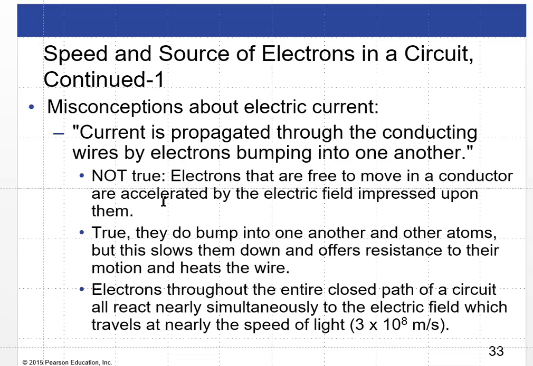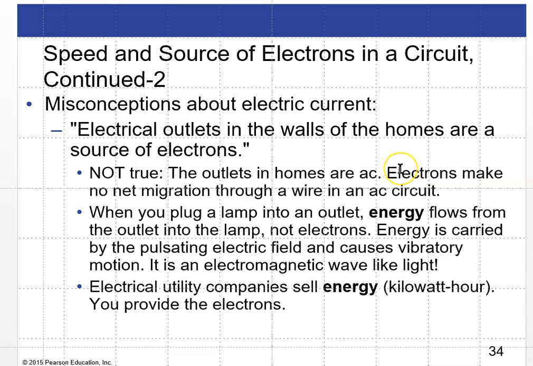Electrons throughout the entire closed path of a circuit will all react nearly simultaneously to the electric field, which itself travels at nearly the speed of light. Electrical outlets in the walls of homes are a source of electrons. This is not true. The outlets in homes are AC. The electrons don't make any migration through the wire in an AC circuit. They just dance back and forth in place.